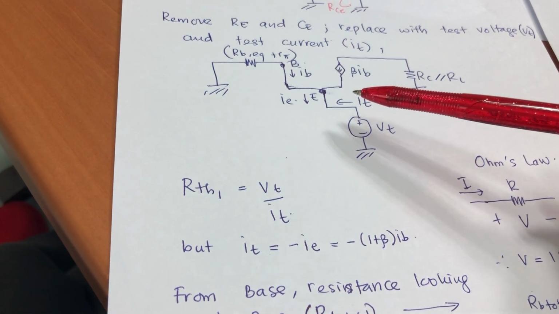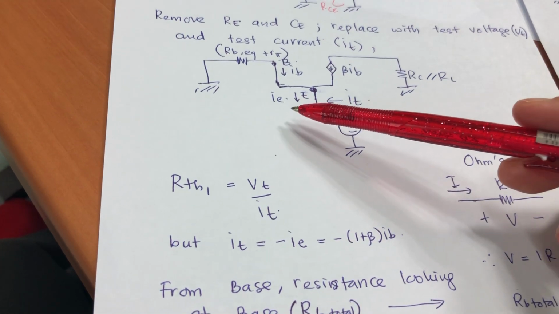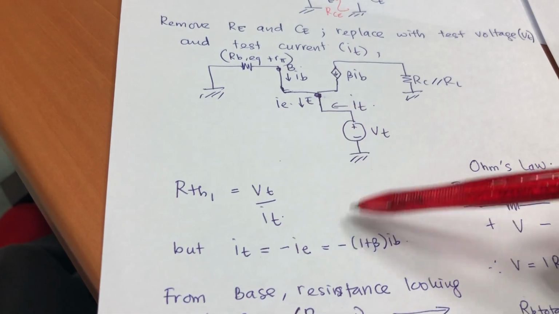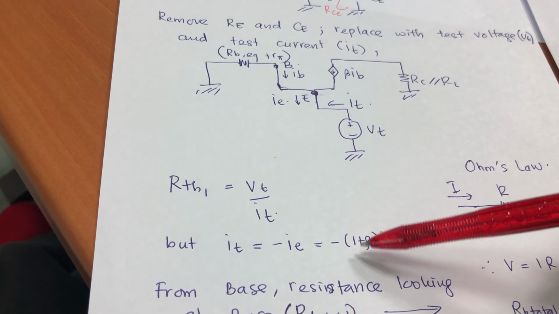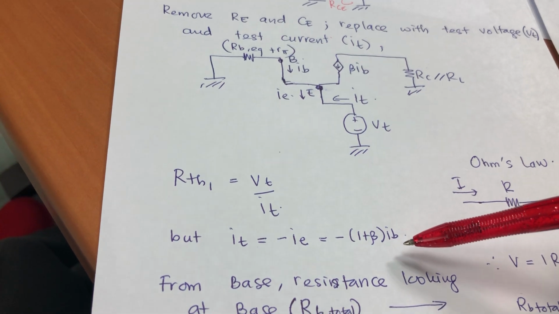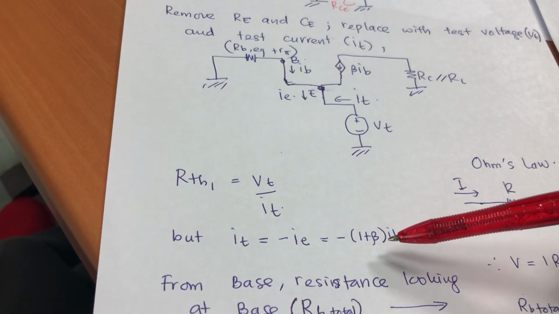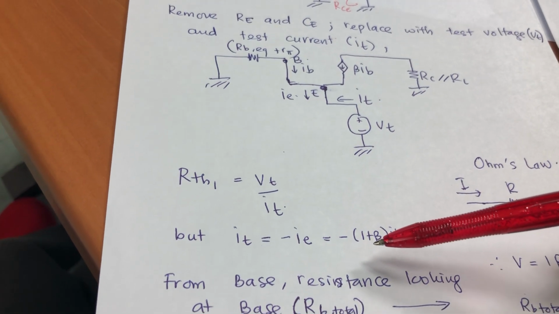IT is in the opposite direction of IE. So IT equals minus IE, which is also equal to minus (1 plus beta) IB. Remember, because IE equals IB plus beta IB, so it's minus as well.